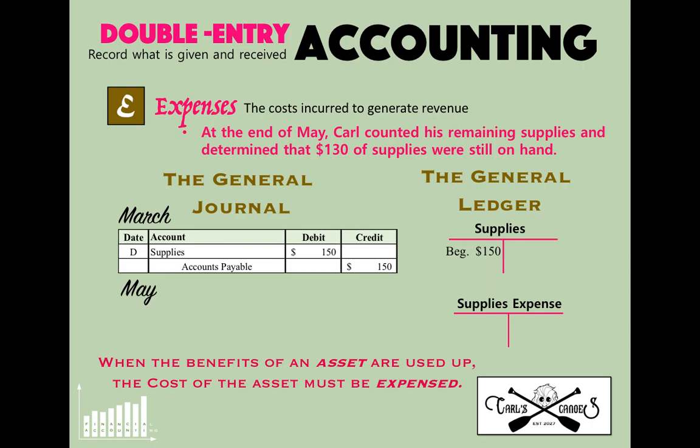When the benefits of an asset are used up, the cost of the asset must be expensed. So, just like we looked at in the previous example, when Carl used up the prepaid rent, he recorded rent expense. When Carl uses up supplies, he's going to record supplies expense.